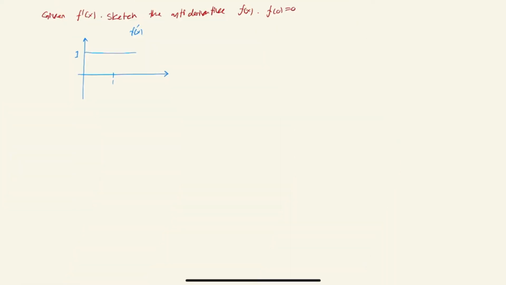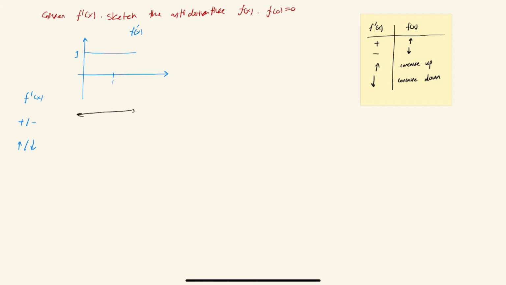Given f prime of x, sketch the antiderivative f of x. And we are given f of 0 equal to 0. So here we are given the derivative and we want to go backward to graph the function f of x. That is the antiderivative. So we're going to follow 3 steps here. 1, I'm going to observe the behavior of f prime of x, where it's positive and negative, and where it's increasing and decreasing. Then I'm going to use this yellow note to determine the behavior of the function f of x based on f prime of x. And the third step is to graph the function f of x.